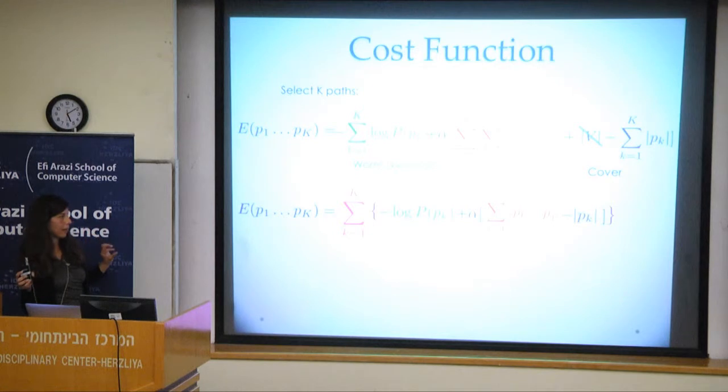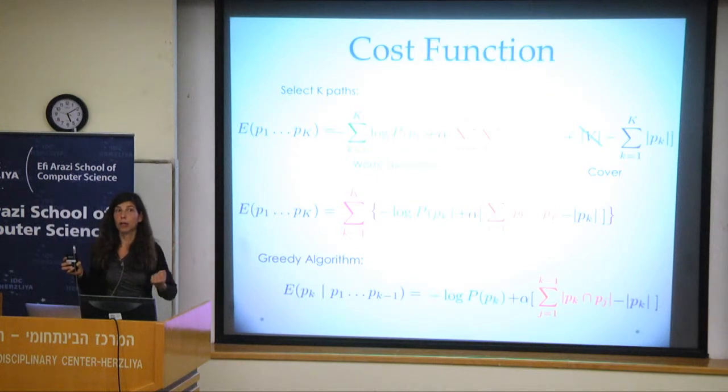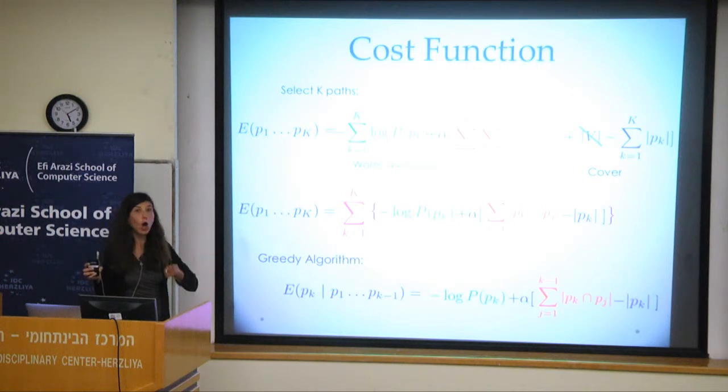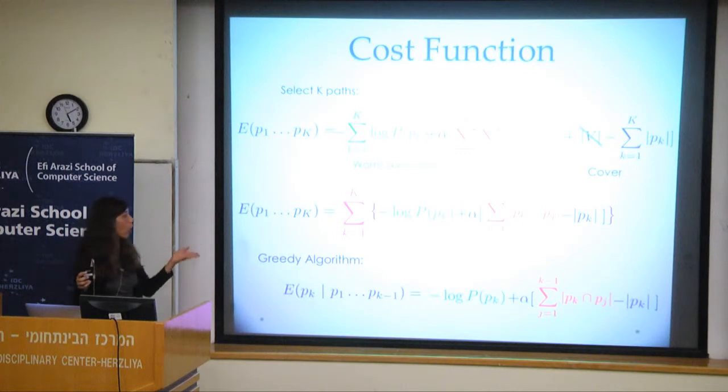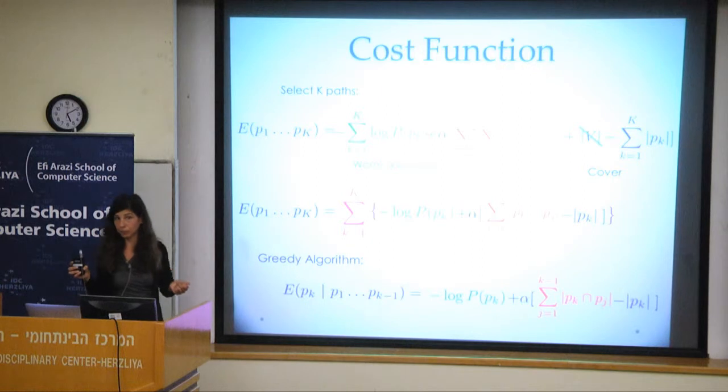In order to make the algorithm slightly easier, we use a greedy approach. We decompose the problem into k sub-problems, and now we solve them one at a time. So, given P1 to Pk minus 1 paths already selected, the cost of an additional path Pk is minus log of its likelihood plus the overlap minus its length.